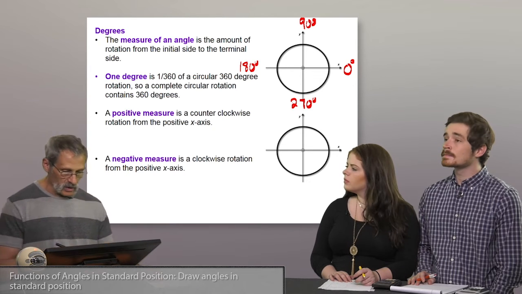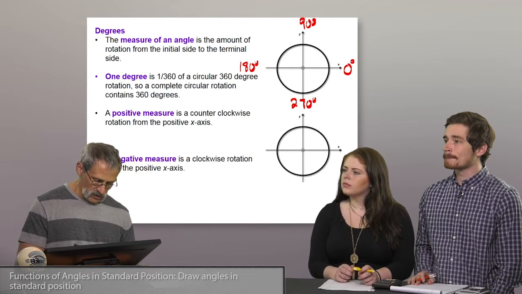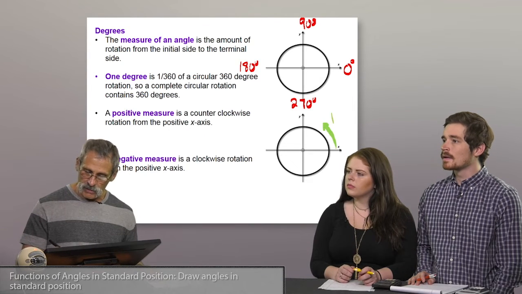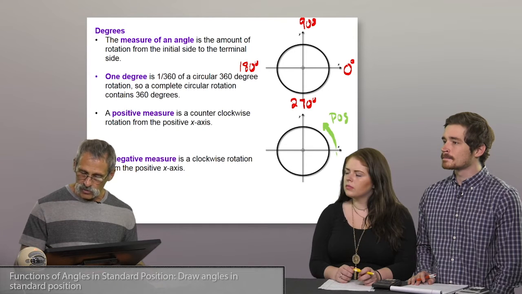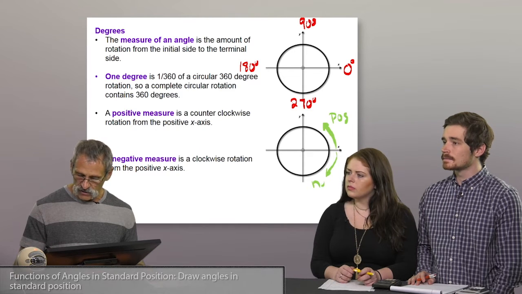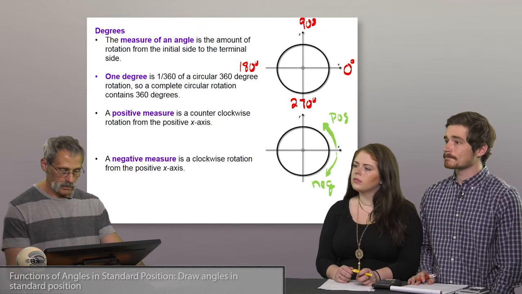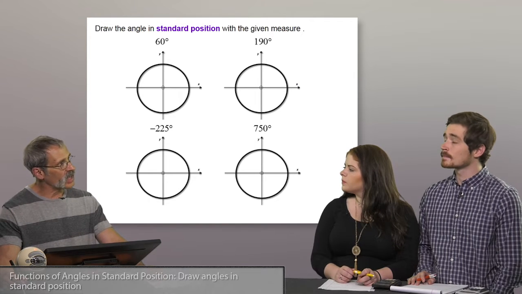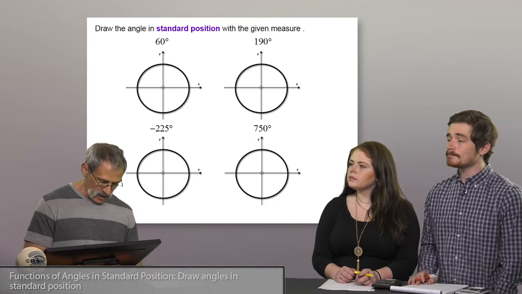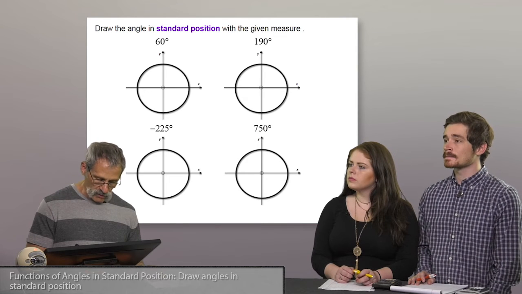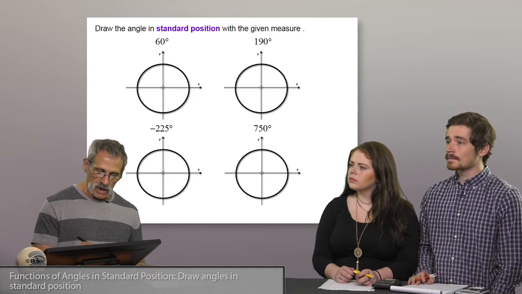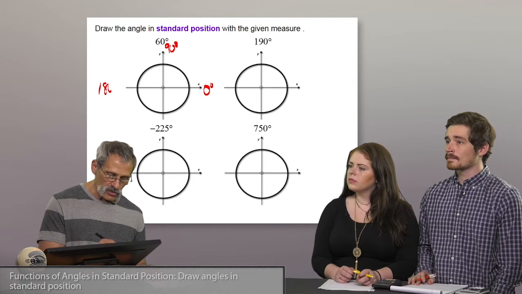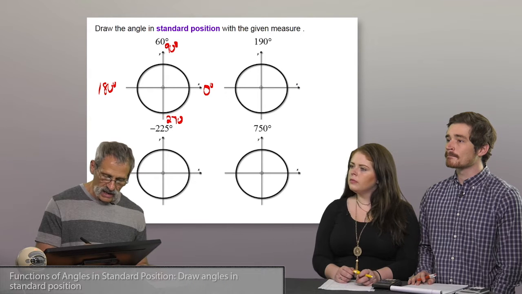Now, notice that when I rotate upward from the positive x-axis, this is considered a positive rotation. If I rotate downward from the x-axis, this would be considered a negative rotation. So when I sketch my angle in standard position, the vertex is at the origin, and I keep in mind 0 degrees, 90 degrees, 180 degrees, 270 degrees as a guide.